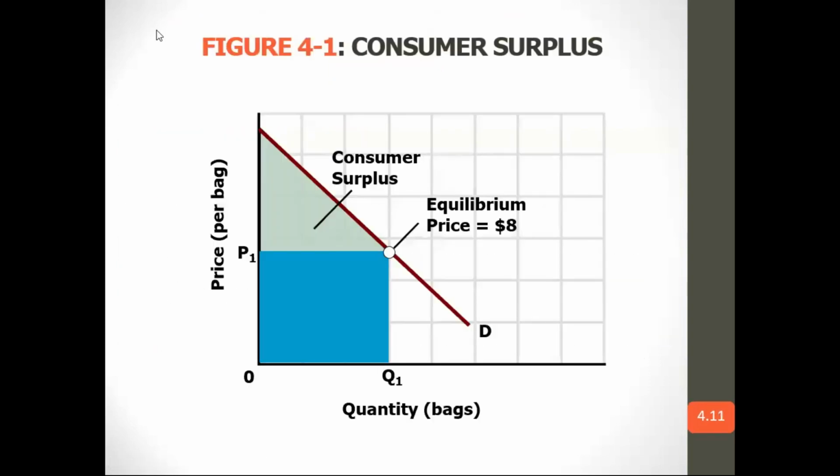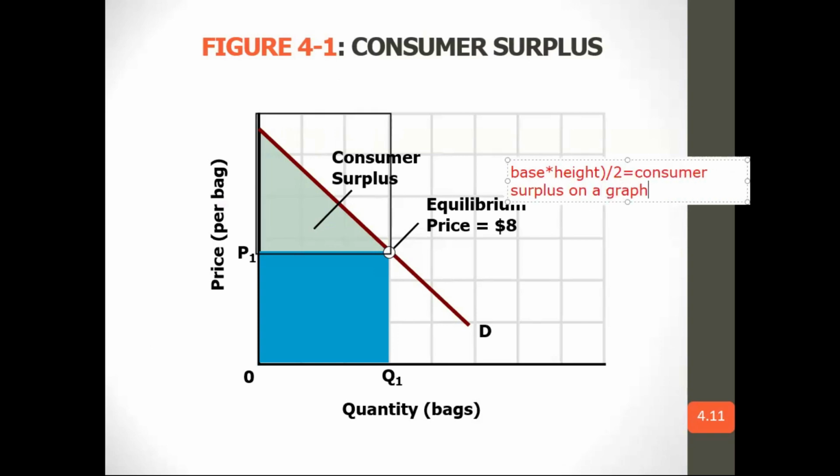If you do it graphically, you have to find this area, this triangle. So you do base times height divided by 2 equals consumer surplus on a graph. So that's how you do it there.